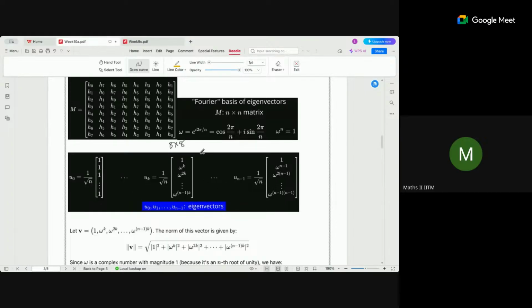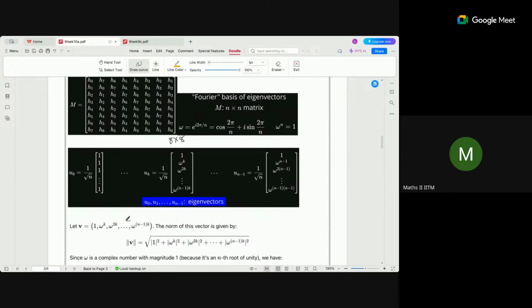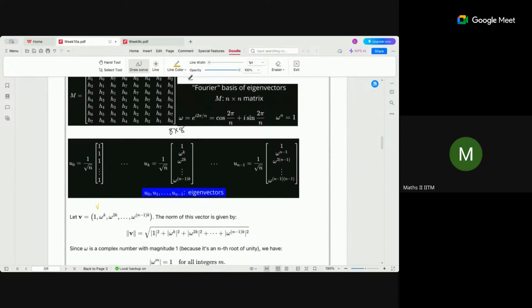Now let us consider this vector here. This is the vector we have considered. Now what is the norm of this vector? Remember, this is a vector in Cn. What is the norm of a vector in Cn? For any vector, the norm is equal to the square root of the sum of the modulus square of each entry, right? So 1 square plus modulus omega k whole square, etc. So you have the modulus square of each of these terms. Now, what is this omega?